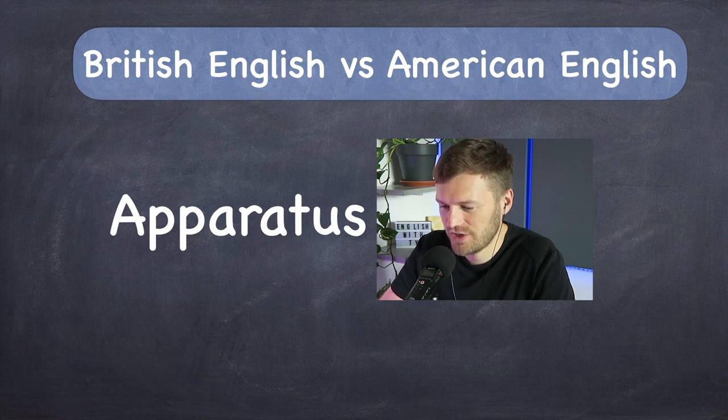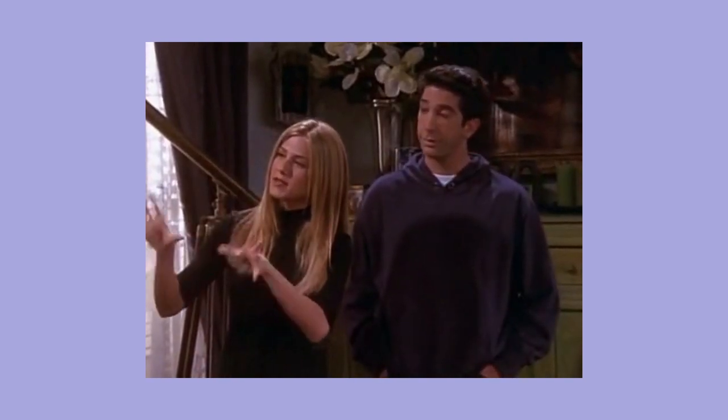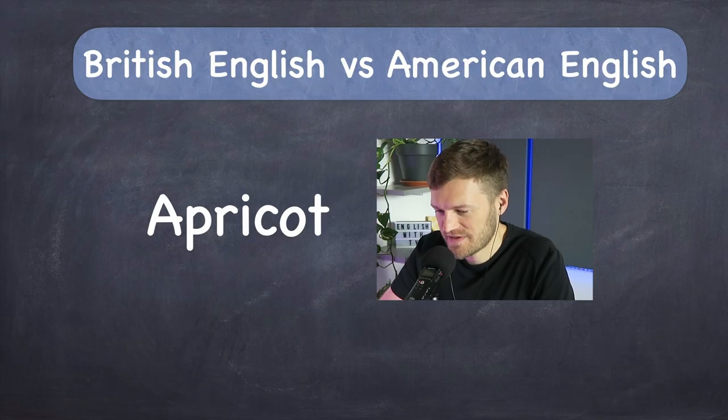The next word is spelled A-P-P-A-R-A-T-U-S. And in British English, it would be pronounced apparatus. Apparatus. And in American English, it would be more like apparatus. Here's an example of the American English pronunciation for you. It is a room separating apparatus from colonial time.